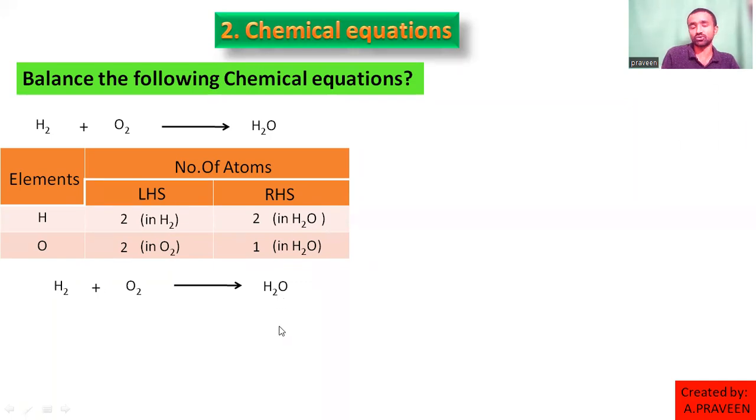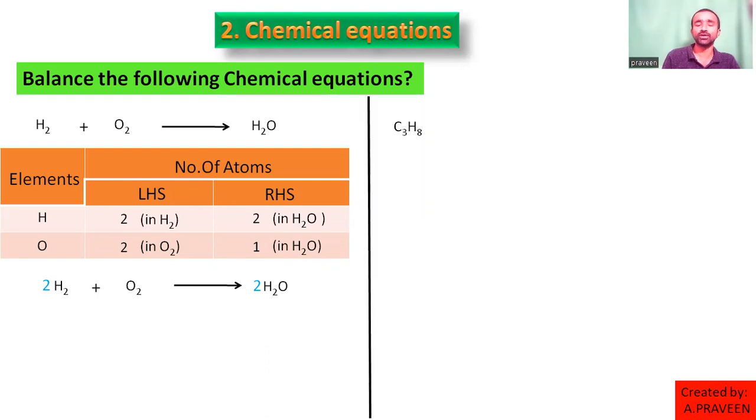So here you can put a coefficient of 2 before H2O. 1 2 is 2, so twice coefficient before H2O. Simply use your tables. Then the oxygen count remains the same, 2 and 2. But what about the hydrogen count? 2 2 is 4, hydrogen count is 4. Then what to do? Make it 4 on the left side as well. Right side is 4, left side is 4. You can put a coefficient of 2 before H2. Now it is balanced.